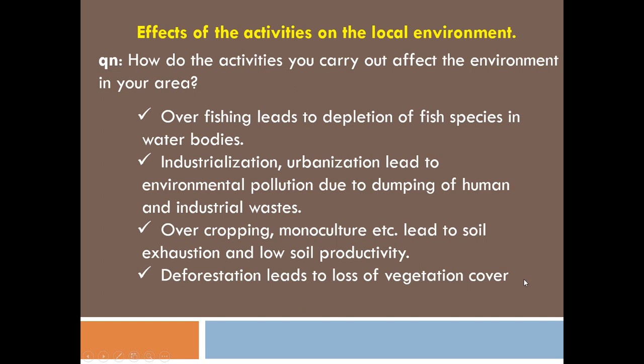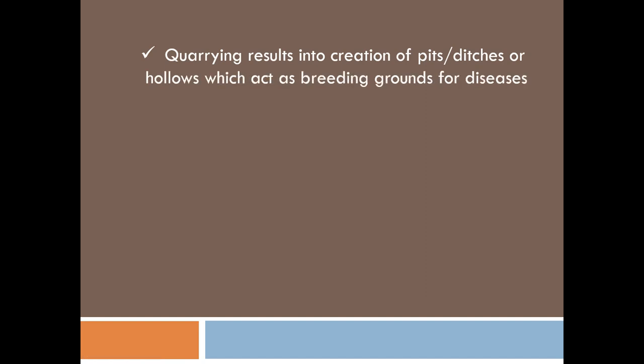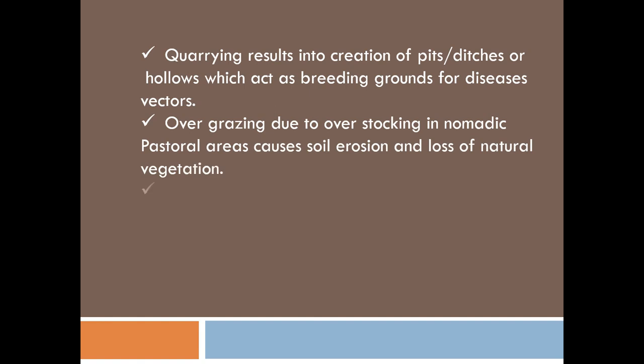Deforestation, like we've seen in photograph number 10, leads to loss of vegetation cover, and that results in severe soil erosion. Quarrying, as we saw in one of the photographs, results in creation of pits, ditches, or hollows, which are breeding grounds for disease vectors like mosquitoes. Then overgrazing, as we saw in one of the photographs, due to overstocking in nomadic pastoral areas, causes soil erosion and loss of natural vegetation.